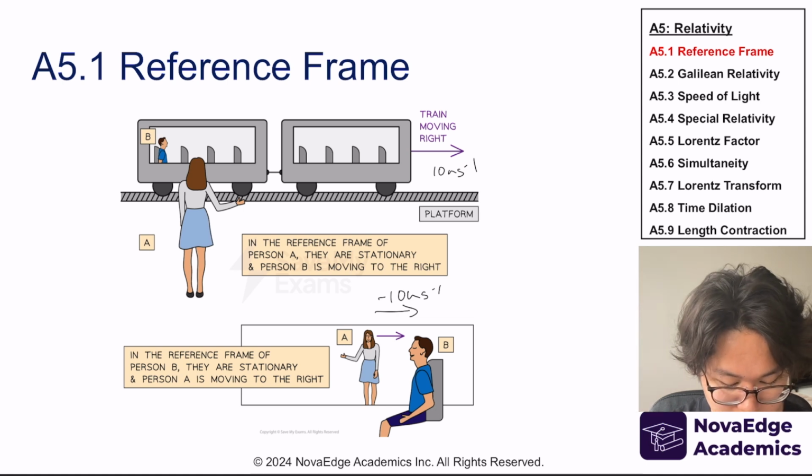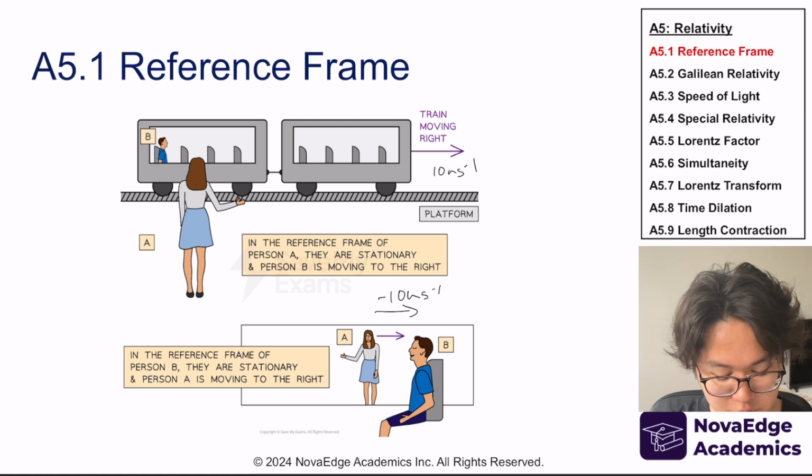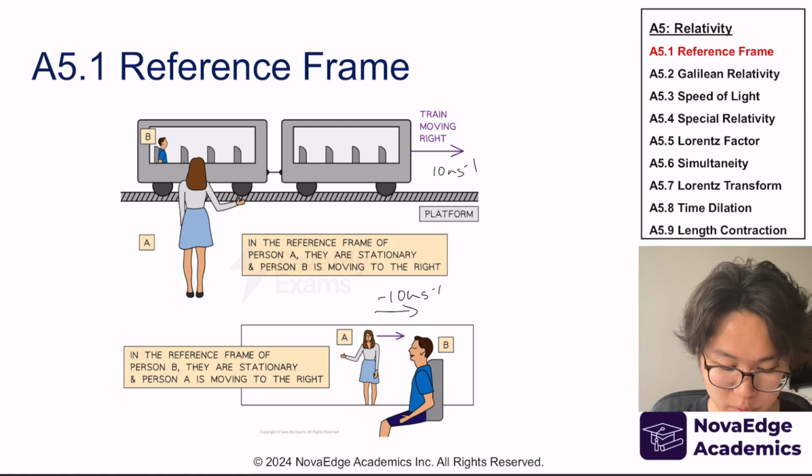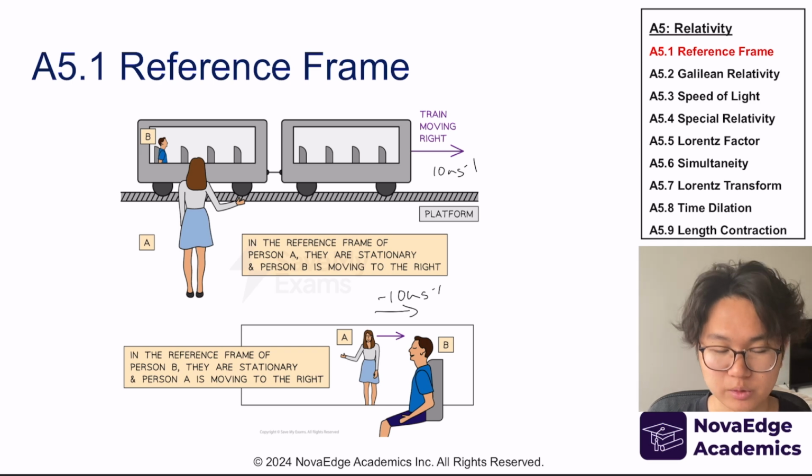So we can see that things are relative to each other, and the question is, which one is a correct reference point to take into consideration? And the answer is that there is no correct reference point. That's the whole point of relativity: there is no correct reference frame.